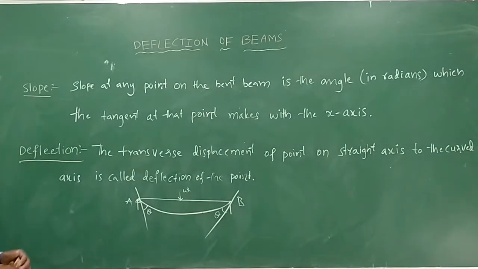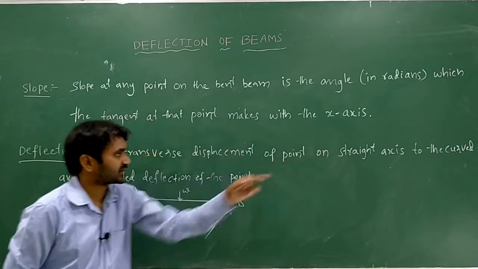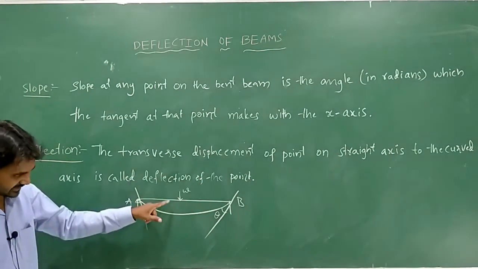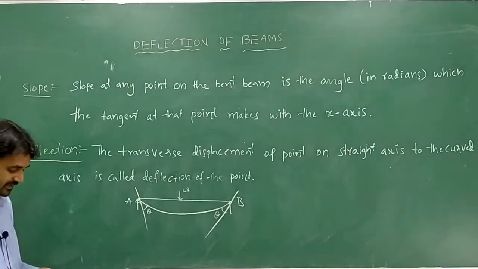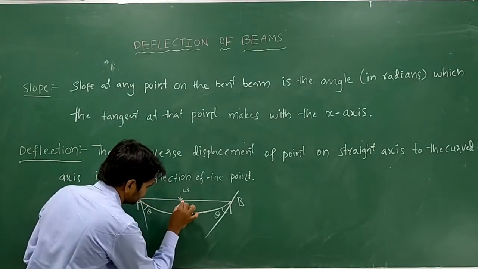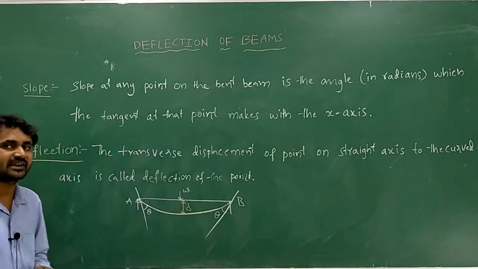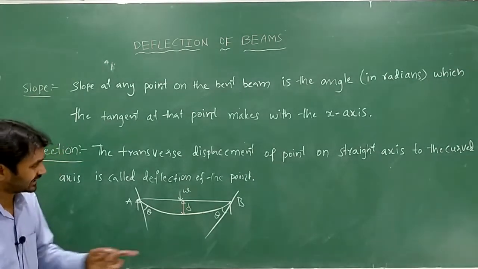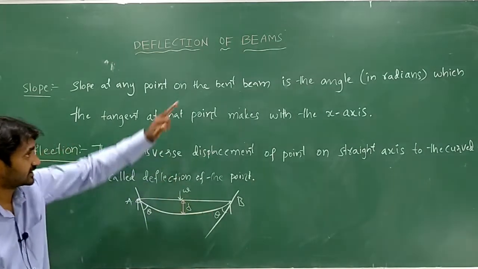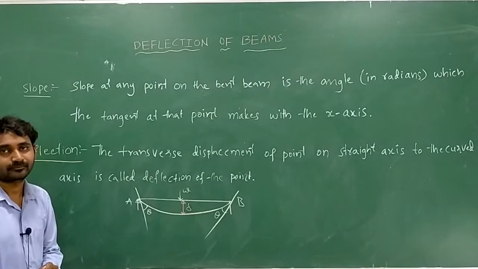Now let us see deflection. The transverse displacement of a point on the straight axis to the curved axis is called deflection. This is the straight axis, this is the curved axis. Whatever the length from here to here is called deflection, and it is denoted with delta. Generally, theta is measured in radians because it is an angle, and deflection is always measured in mm.